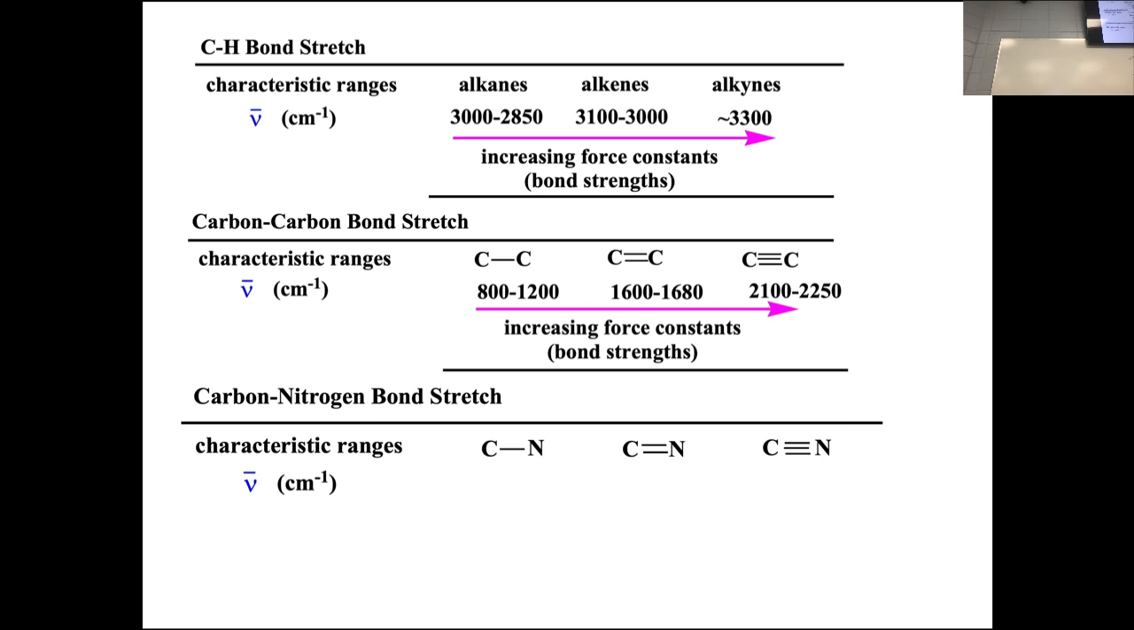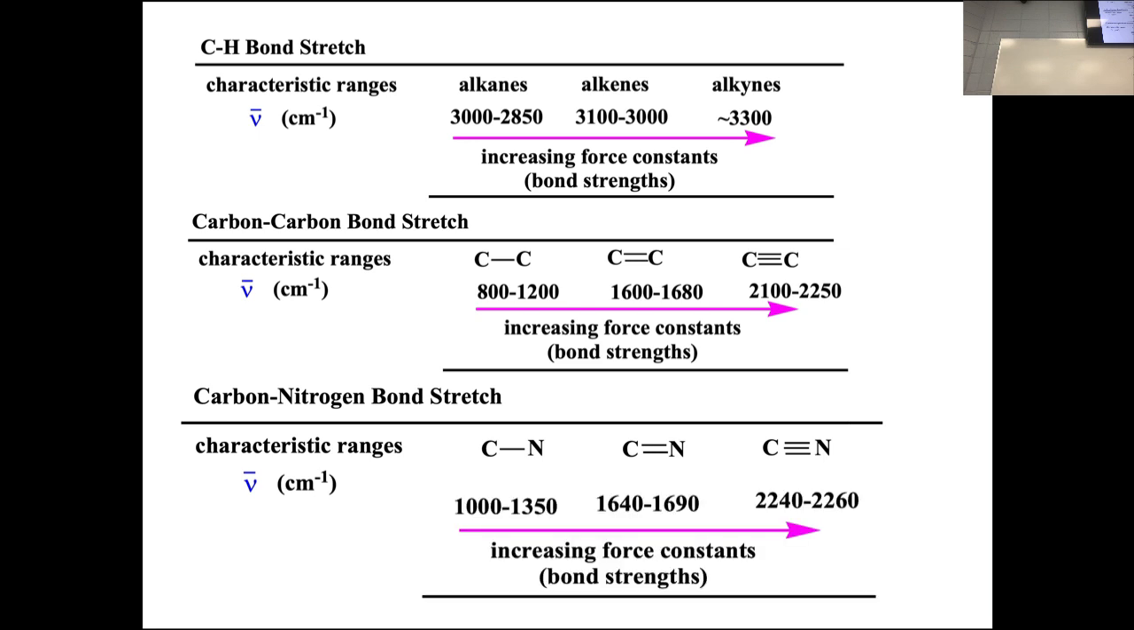Where would we expect a carbon-nitrogen single bond to appear? Fingerprint region. Where would we expect a carbon-nitrogen double bond to appear? sp2 region. Where would we expect the C triple bond N to appear? The sp region. Very good. But what you'll notice is that the shifts are a little different. A carbon-carbon triple bond is 2100 to 2250, but a CN triple bond is going to be 2240 to 2260. There is some overlap, but the regions are slightly different. So again, increasing force constants.